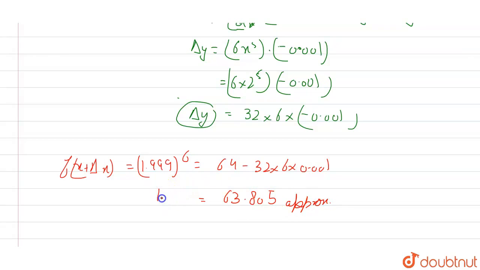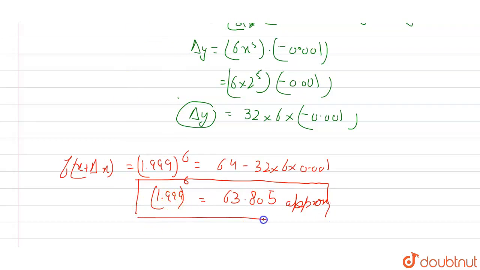So basically this is the value of approximation we are looking for. So the answer of 1.999 to the power 6 will come out as 63.805. So you can see how simple it is to find the value of these complex terms using the approximation method. This is what we have to basically find out.